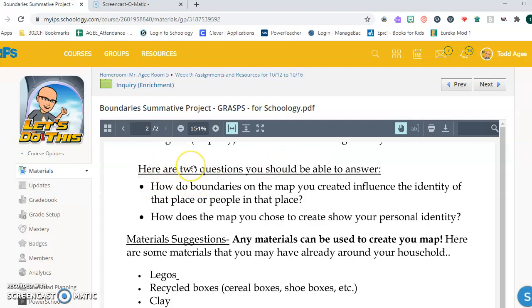So here are two questions that you should be able to answer with your project. These don't have to be on the project, they can be, but you should be able to explain them when these questions are asked to you. So how do boundaries on the map you created influence the identity of that place or the people in that place? For example, if you made a map of Colorado and you included the Rocky Mountains in Colorado, one of the boundaries there are the Rocky Mountains, and I would maybe ask you, how do those Rocky Mountains influence the identity of Colorado, people in Colorado, or Colorado as a state?